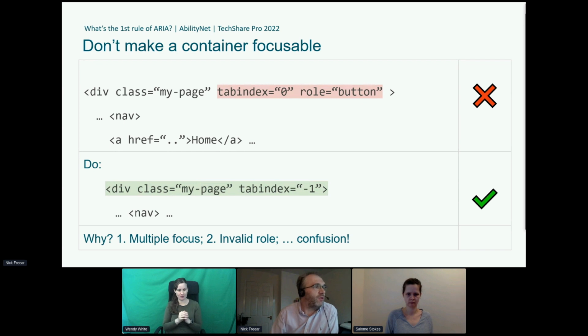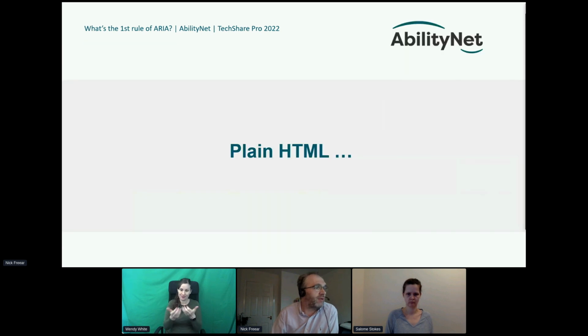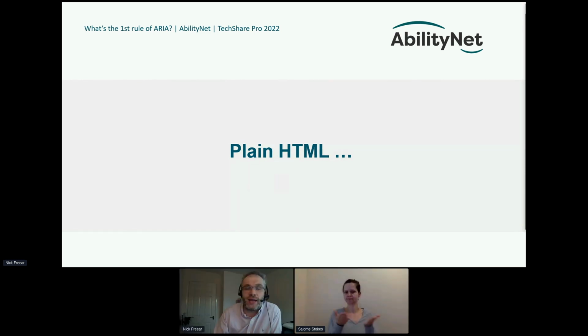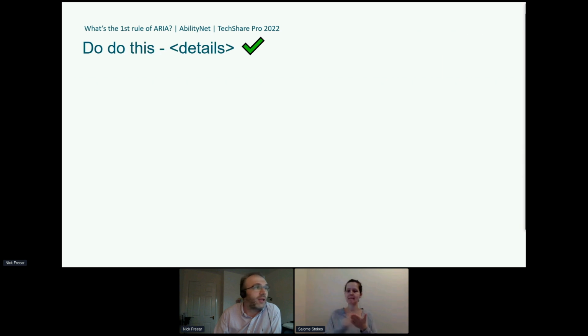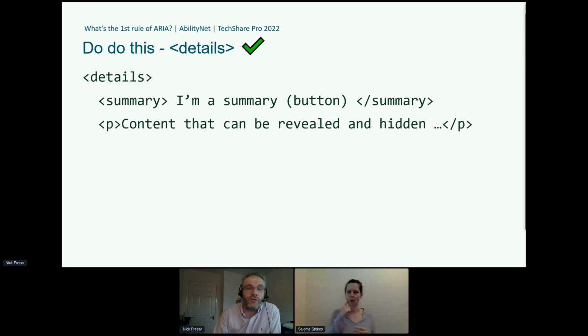So that's a few of the examples I had of bad practice. And good practice: what I'm going to show you is just some plain HTML. These are things that are part of HTML5, which you may or may not be aware of, and they can be handy. If you want a simple accordion, you can actually do it without using any JavaScript at all.